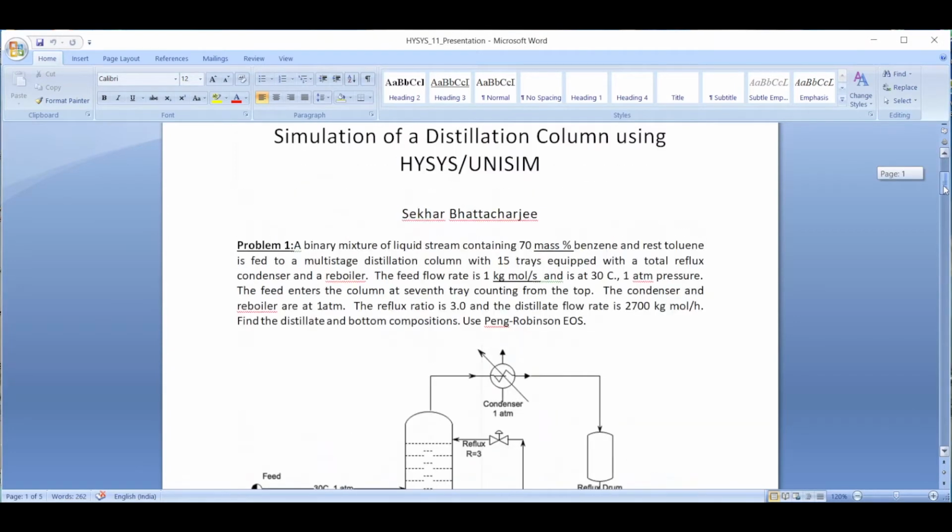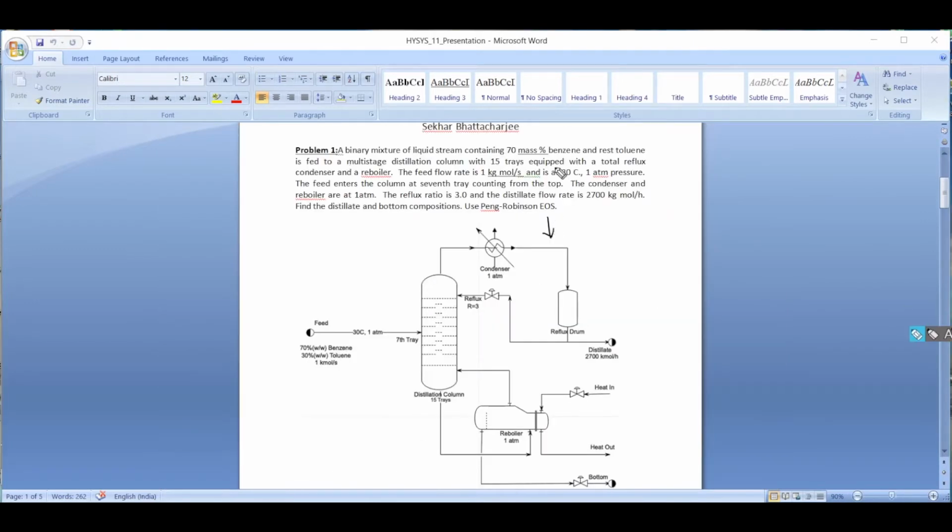This is a very classic problem. A liquid stream containing 70 mass% of benzene and the rest toluene, that means 30 mass% of toluene, is fed into a multi-stage distillation column, which is right here. This is my feed, with 70 mass% of benzene and 30 mass% of toluene, and the column contains 15 trays.